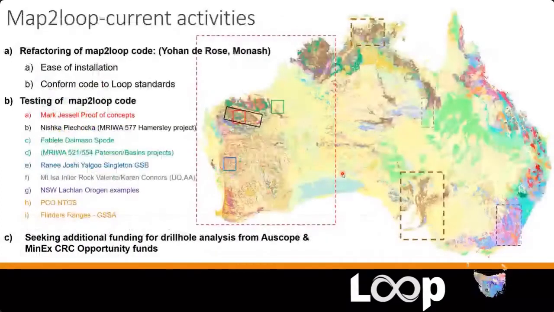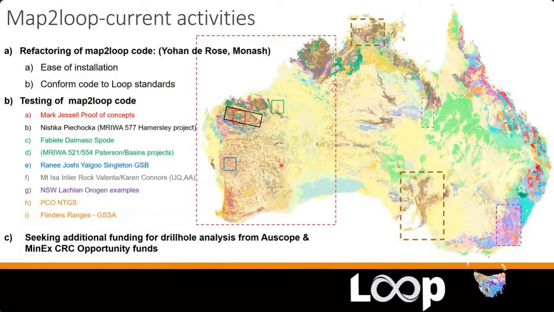So map-to-loop is applicable essentially in Geoscience WA at the moment because of the funding coming from the MinEx CRC. And the complication is basically to link the databases from each survey into the input of map-to-loop. So those different rectangles or squares have been set as case studies. For example, there is a project to build an entire 3D model for the Hamersley Basin. There is work in the Paterson, et cetera.